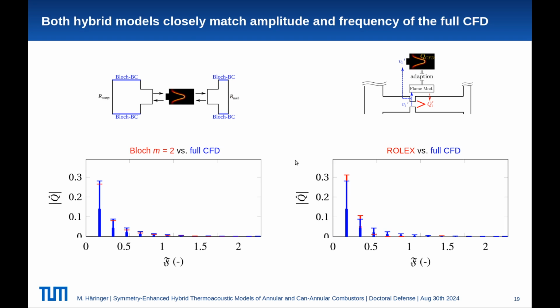Let's further consider the results in the frequency domain and look at the amplitude spectrum of the heat release rate over a normalized frequency. Here we compare the hybrid models in red versus the full CFD in blue. We see that for both models, the frequency matches exactly, and the amplitudes are a bit under-predicted by the Bloch model and a bit over-predicted by the ROLEX model, but all in all, the prediction is very good.